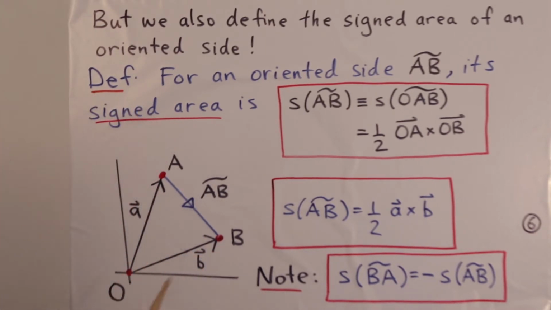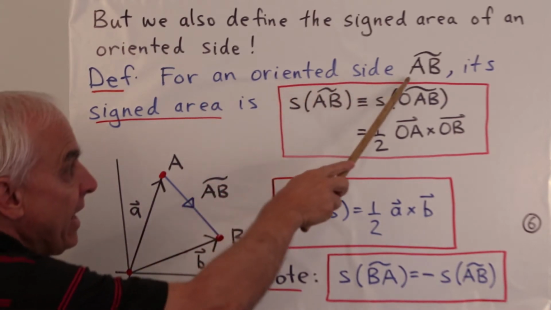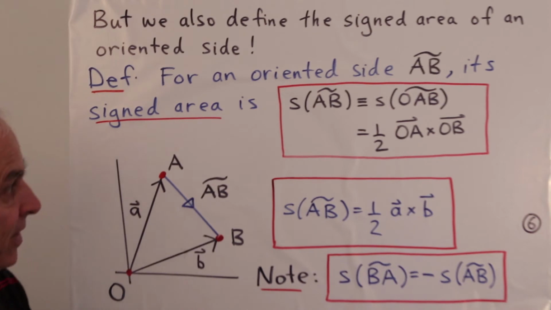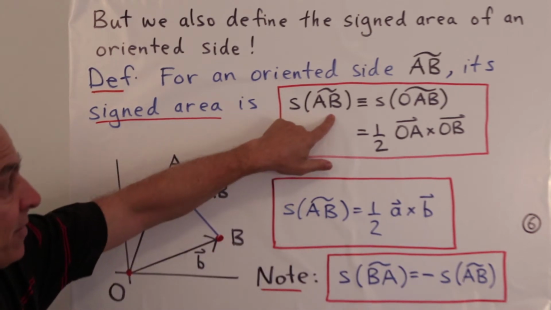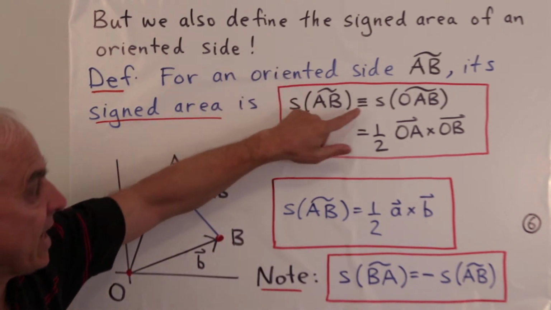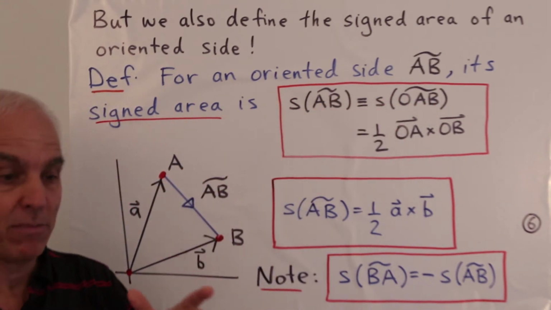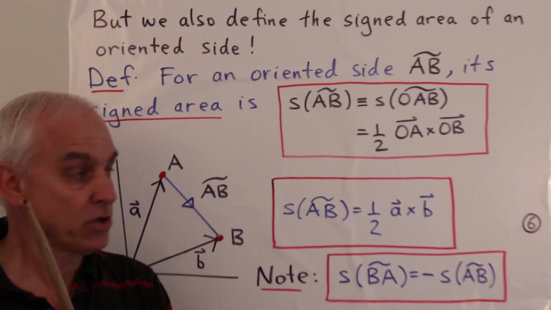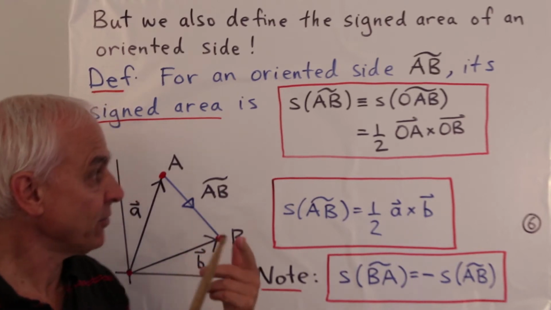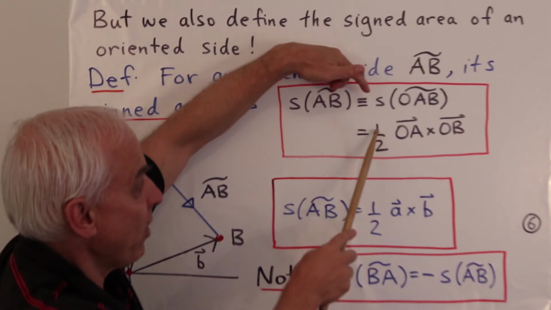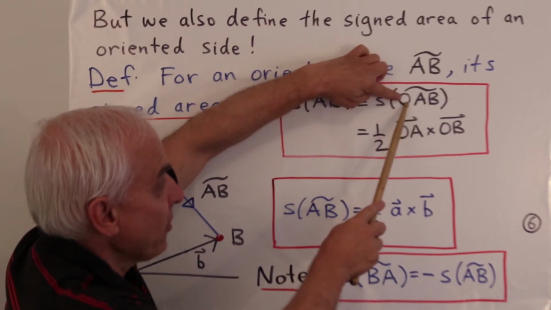So here's the definition. For an oriented side AB, its signed area is S of AB. And by definition, that's S of OAB, the oriented triangle OAB, where O is, of course, the origin. And we've just seen that that can be expressed in terms of a cross product if we want, as 1/2 of OA cross OB.